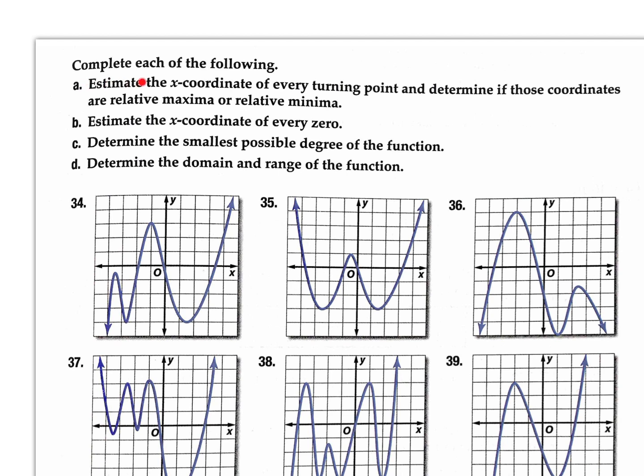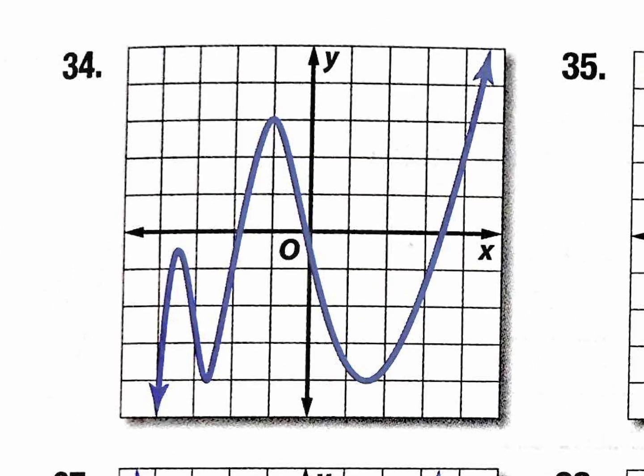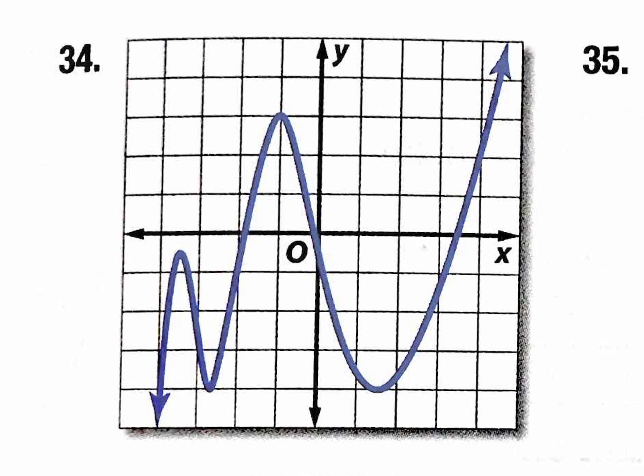Part A says, estimate the x-coordinate. This is really weird. Estimate the x-coordinate of every turning point and determine if those coordinates are relative maximum or minimum values. So I'm just going to go to number 34. Where's the turning point at? It's right here. You guys agree, right? That's a turning point. Now, it says approximate the x-coordinate of that turning point. So what is the x value of that turning point? Negative 3.5.